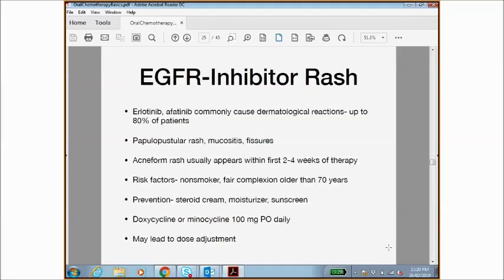EGFR inhibitor rashes: erlotinib and afatinib commonly cause these in up to 80% of patients. There's a papulopustular rash, mucositis, fissures. There could be an acneiform rash, and it usually appears in the first 2 to 4 weeks of therapy. Risk factors seem to be non-smoker, fair complexion, older than 70 years old. Prevention is steroid cream. Moisturizer is very important, and sunscreen is really important. Sometimes you might need to use some doxycycline or minocycline to treat, and again, dose adjustment.